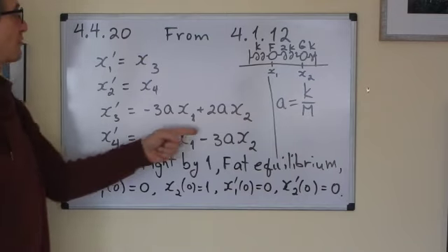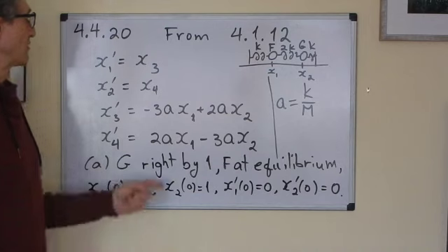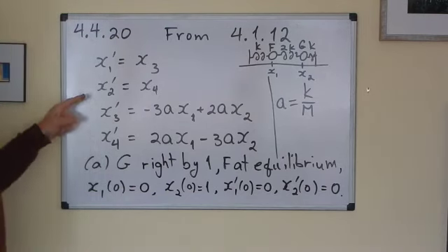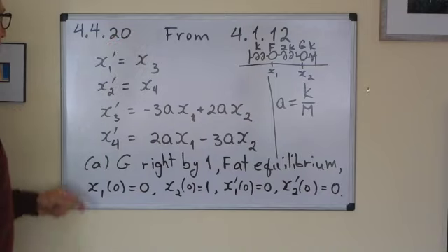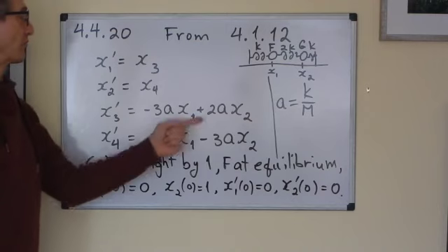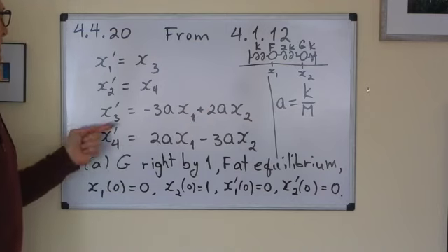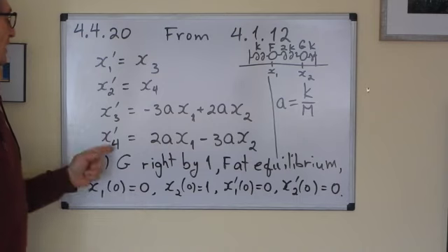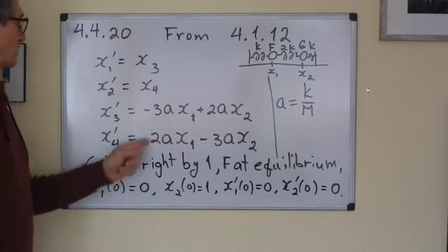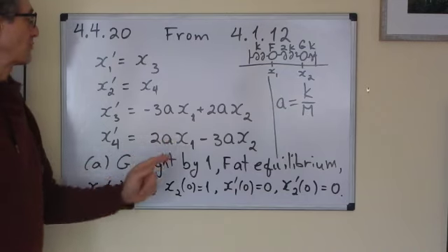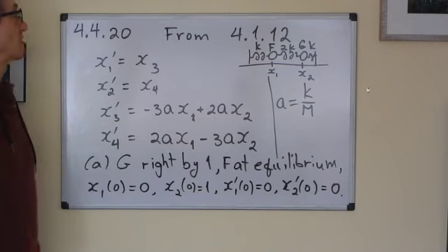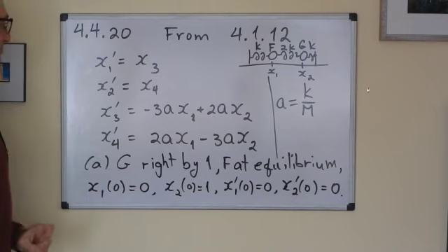And here I've written a for k over m so that I don't have to write k over m over and over again. And we found when we did that problem that x3 prime was minus 3a x1 plus 2a x2, and x4 prime, the rate of change in time of that velocity, is 2a x1 minus 3a x2.